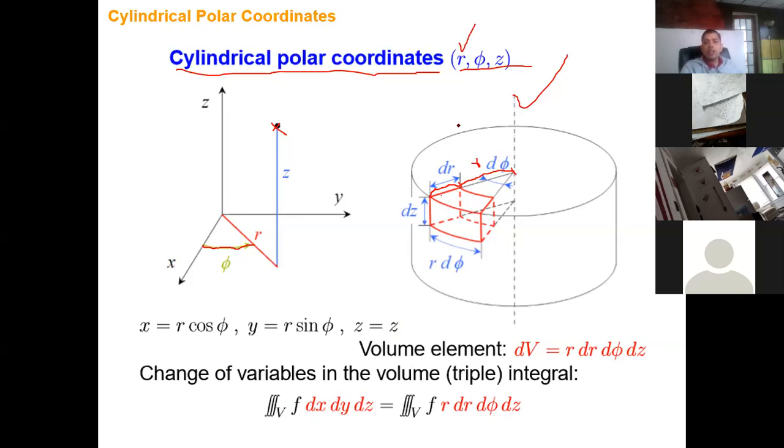Then let's talk about phi. If you want to go from here to here, how much do I have to rotate? You have to rotate by a small angle, which is d phi. That's my d phi. Then I have to do the z here, which is dz. As in the previous xyz, this dz is the vertical height. So this is very simple.